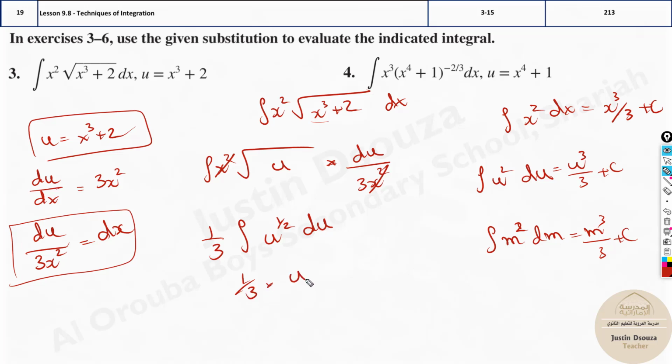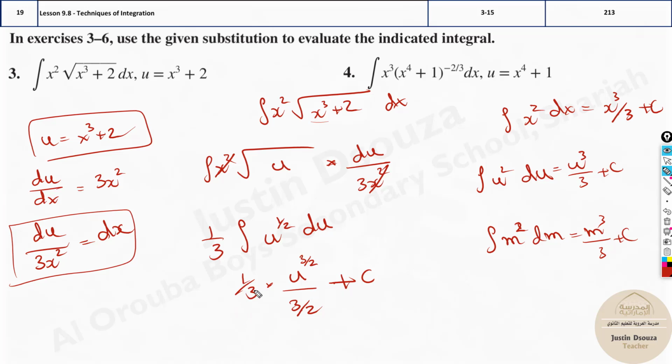1/3 multiplied by u to the power half plus 1. You need to add 1 to the power. Half, 0.5, becomes 1.5, or 3 by 2, divided by again 3 by 2, plus c. Now you can simplify this.